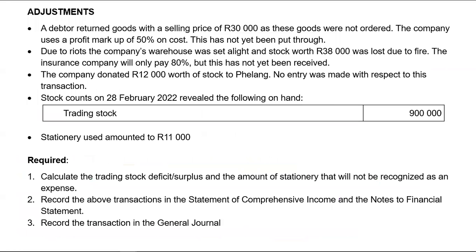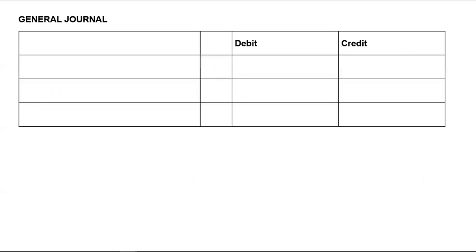Let us go to the next adjustment. The company donated 12,000 worth of stock to Pilang. No entry was made with respect to this transaction. You know how to record donations. Donations will always be recorded at cost price. Donations is an expense, so we are going to debit donations, and you credit whatever you have lost or you have donated. If we donated cash, that will go to CPJ. In this case, we did not donate cash, we donated trading stock. And when we donate trading stock, make sure that you record donations of stock at cost price.